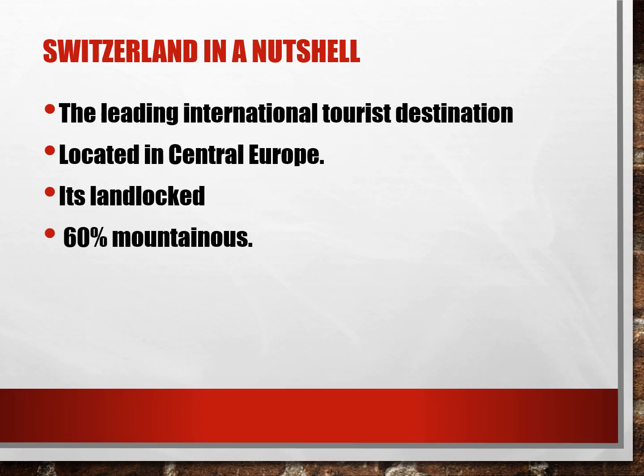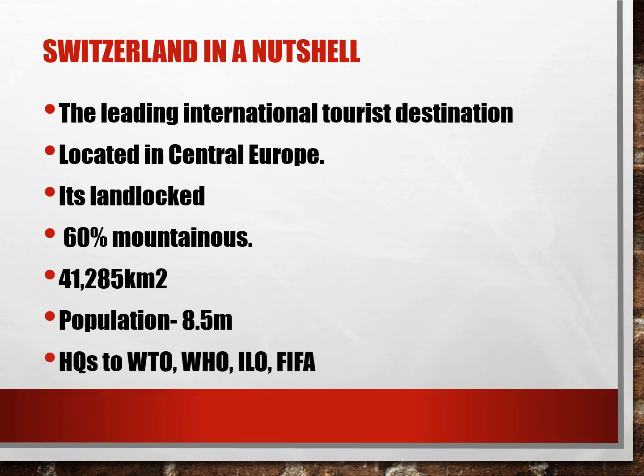60% of the country is mountainous. It is about 41,285 square kilometers in size, with a population of just about 8.5 million as compared to our population of almost 50 million. It is also the headquarters of the World Trade Organization, the WHO or World Health Organization, the International Labour Organization, and FIFA.